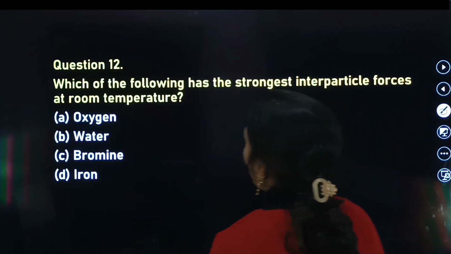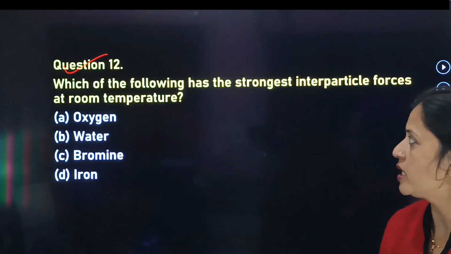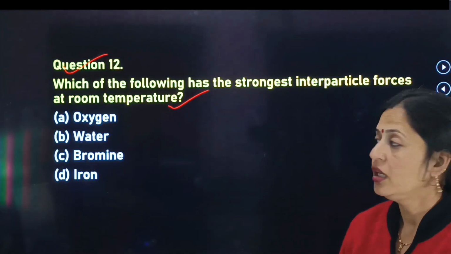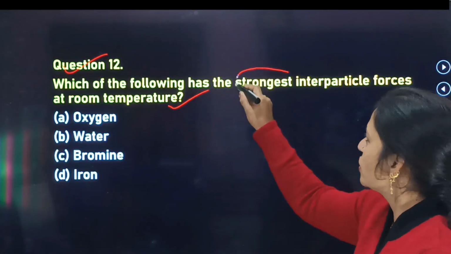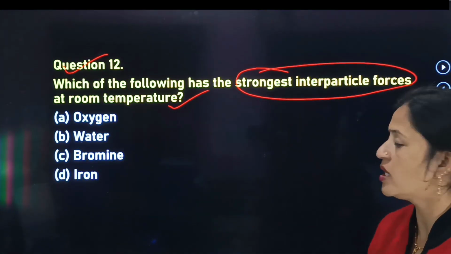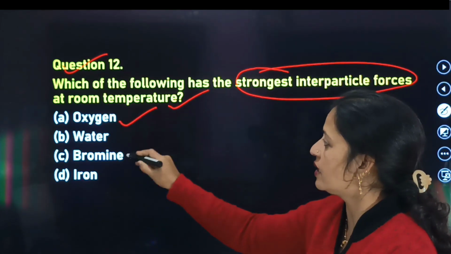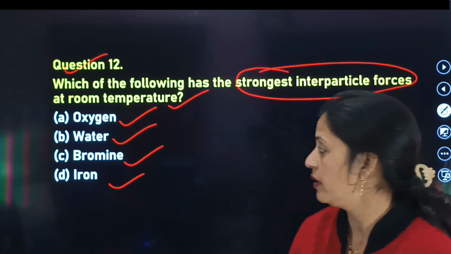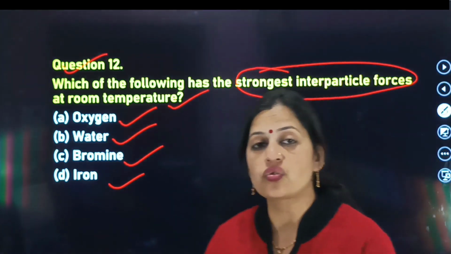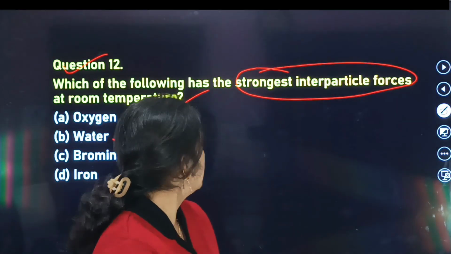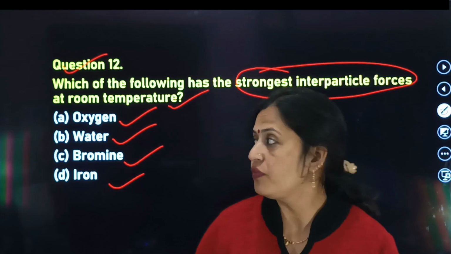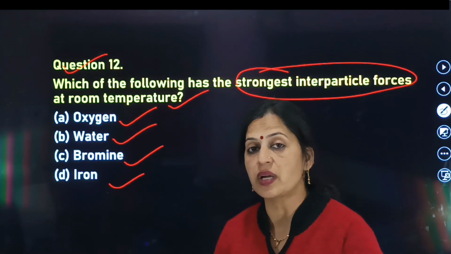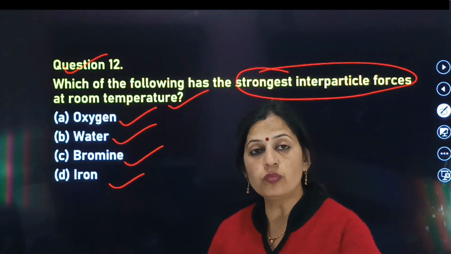Now shift to the question number 12, and your question number 12 is which of the following has the strongest interparticle forces at room temperature? Options are oxygen, water, bromine and iron. तो इनमें से आपको ये बताना है कि कौन से ऐसे हैं जिनके की स्ट्रॉन्गेस्ट इंटरपार्टिकल फोर्सेस है स्पेशली रूम टेम्परेचर पर.